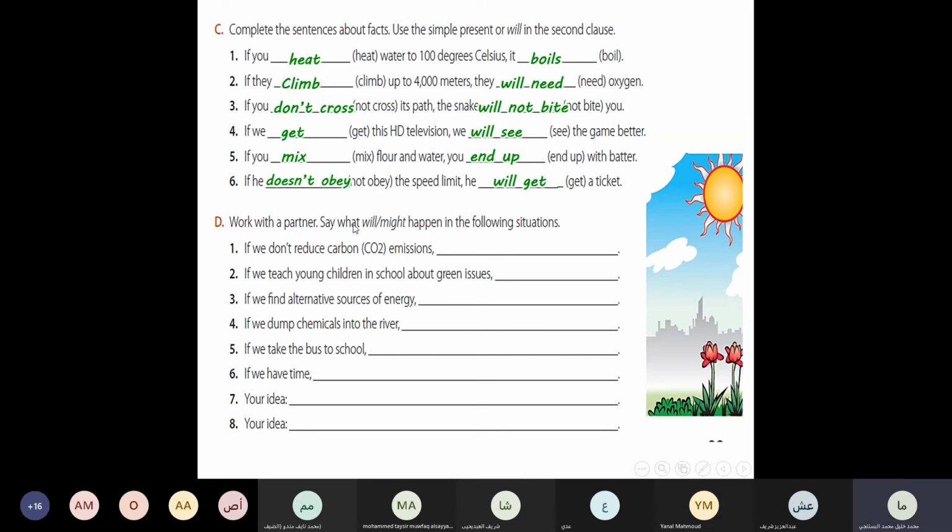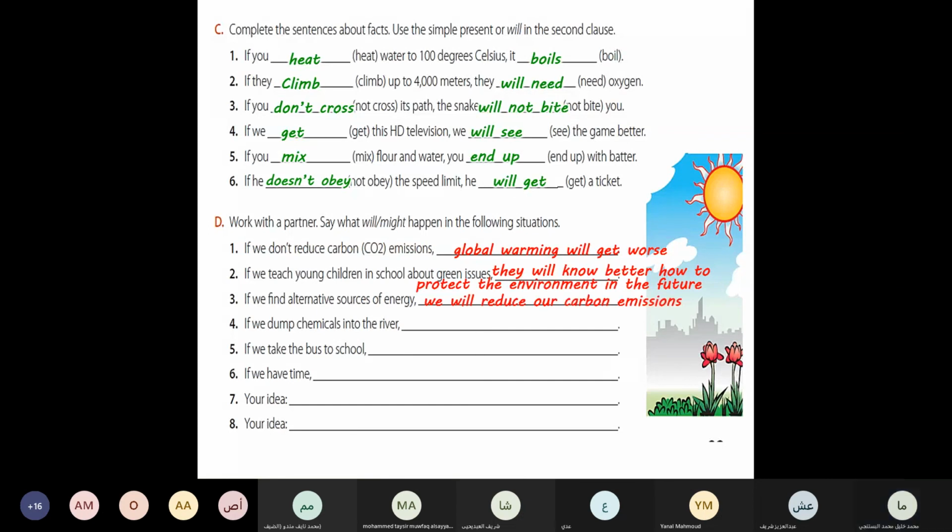Okay, work with a partner. Say what will or might happen in the following situations. Just here we have what to expect. If we do not reduce carbon, look at the answer. Global warming will get worse. If we teach young children in school about green issues, maybe they will know better how to protect the environment in the future. If we find alternative sources of energy, we will reduce our carbon emissions. Good. If we dump chemicals into the river, the fish will die, might die.